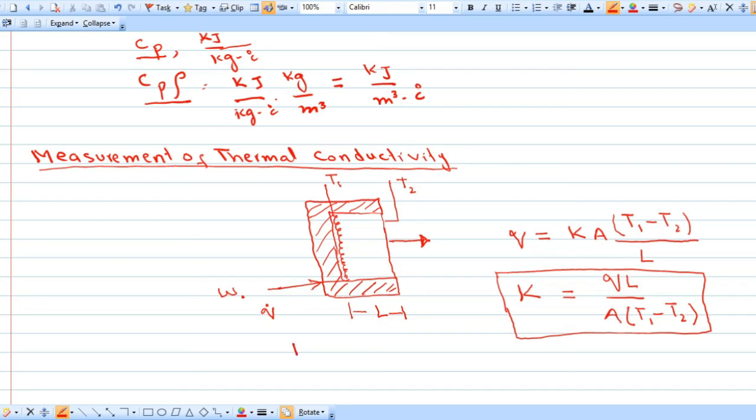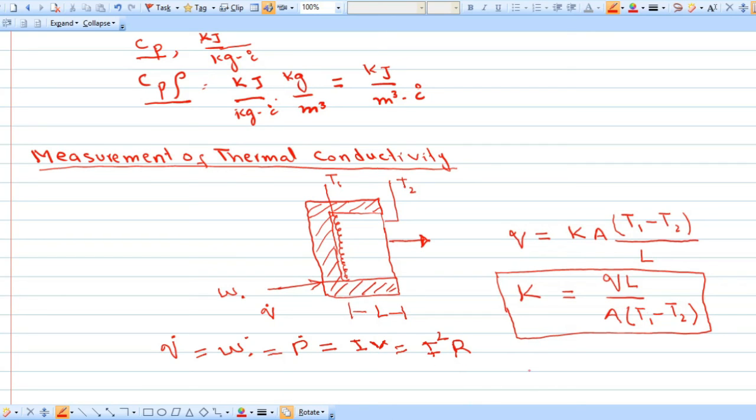Electric power is equal to I into V. V is equal to IR, so power is equal to I squared into R. I is the current flowing through the electric heater, R is the resistance of the heater. In this way, power or heat flow per unit time can be calculated and plugged in the equation to get thermal conductivity of the material.